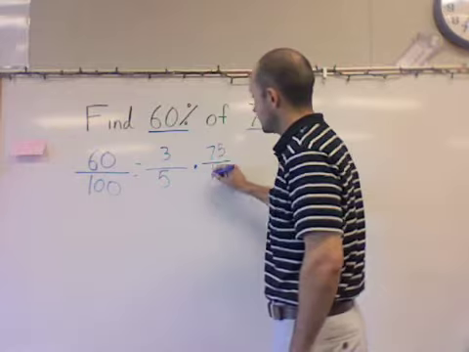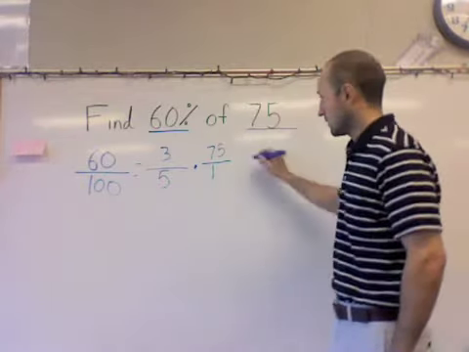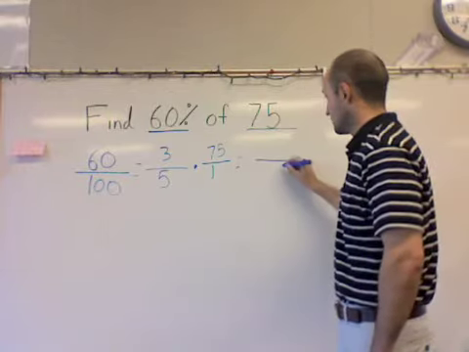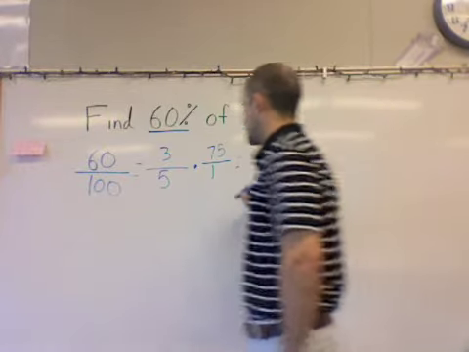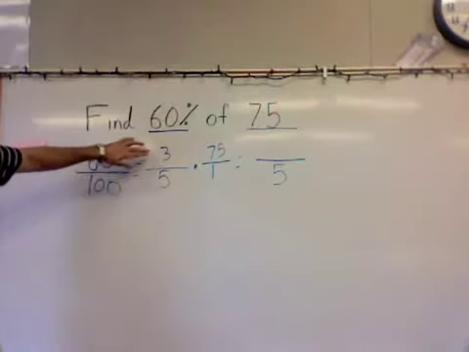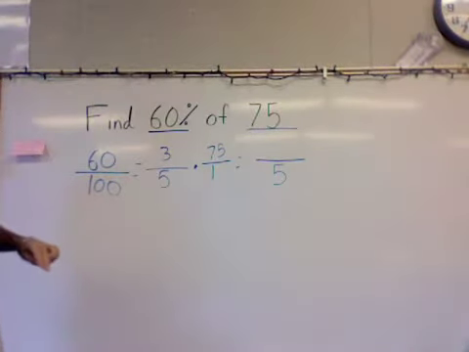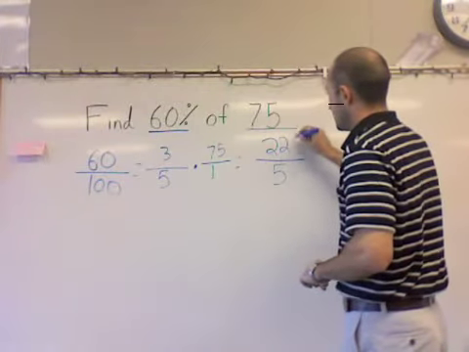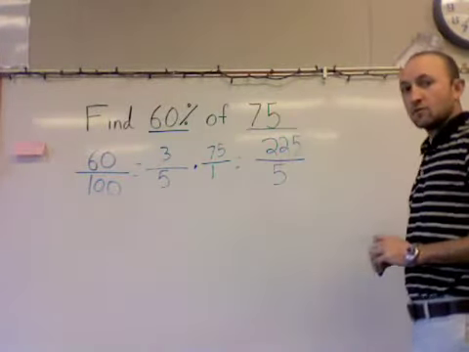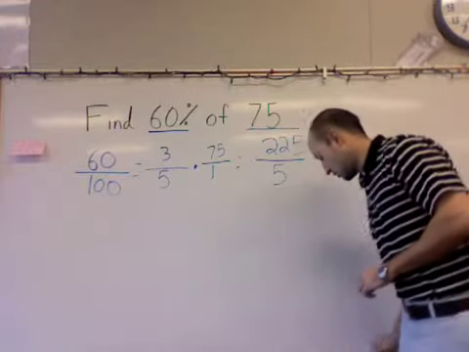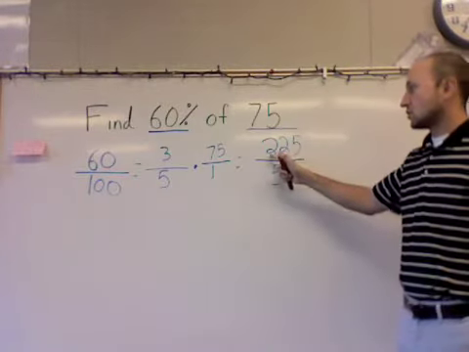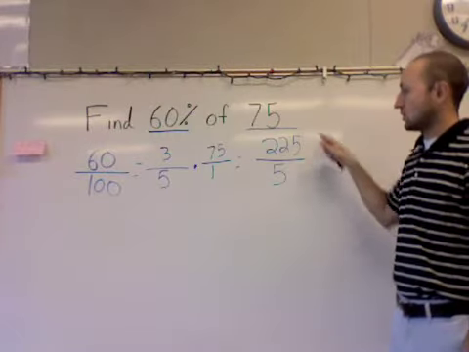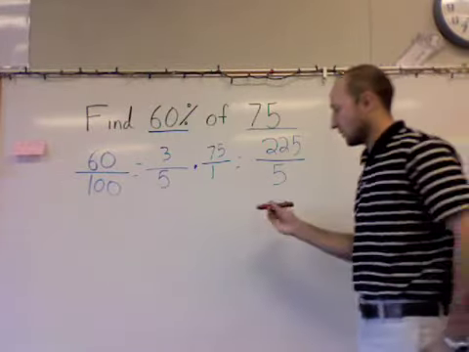75 can become a fraction by putting a 1 underneath it. A little bit of work ahead of us now. 5 times 1 remains 5. Now what I need to figure out is, what is 3 times 75? 3 times 75, I get 225. Now for the final installment, what I need to do is figure out what is 225 divided by 5, because I don't want to leave my answer as a fraction.